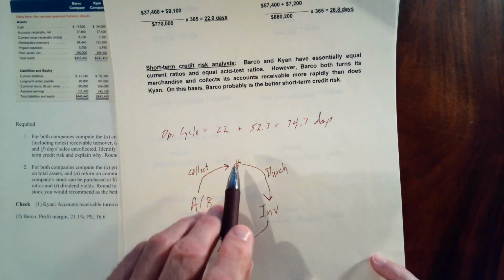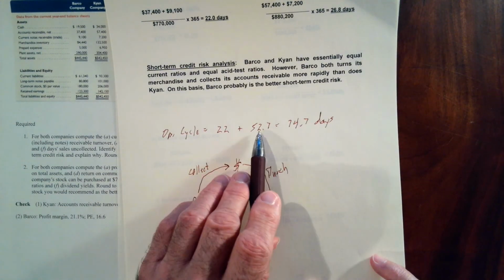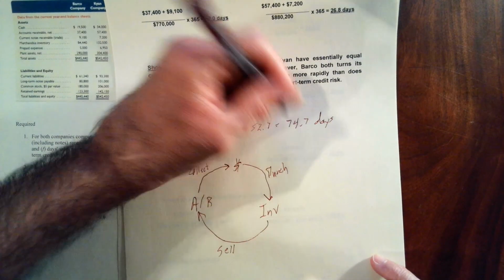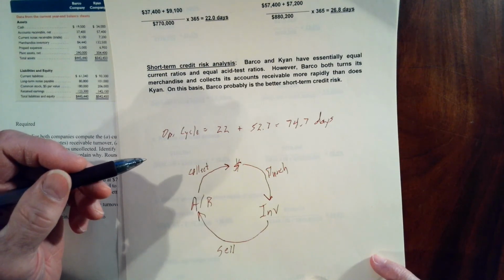So this right here was the accounts receivable number of days, and the number of days in inventory, a total of about 75 days. That's this cycle right here. It takes 75 days to take cash and get it back to cash again. 75 days operating cycle. That's where this comes from.